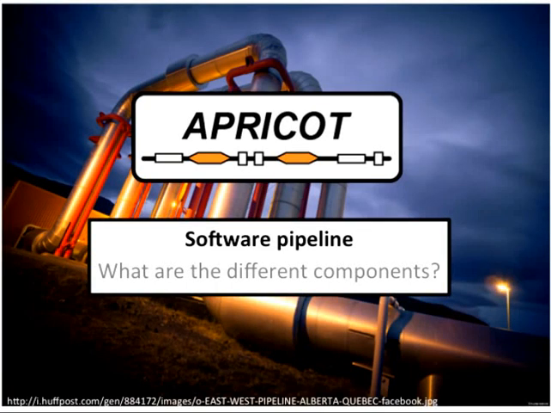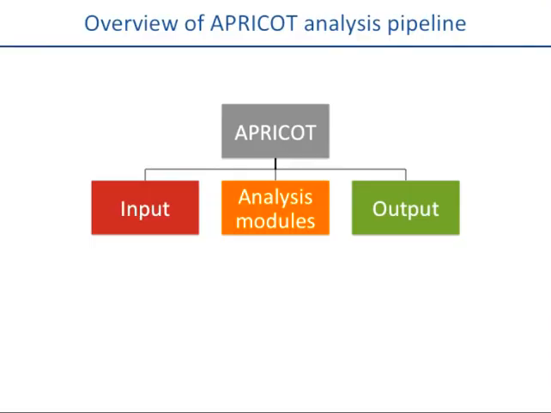Welcome to the second video of APRICOT. In the first video, I talked about the development of the software for the identification of RNA-binding proteins. In this video, I will be talking about different components that are involved in the algorithm to execute an analysis of query proteins for their function characterization.